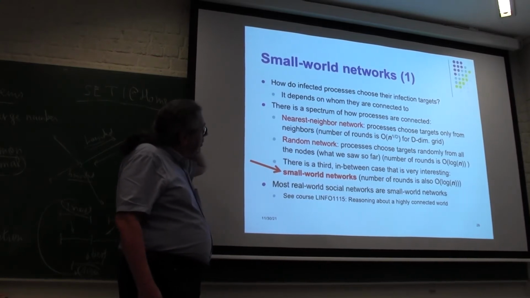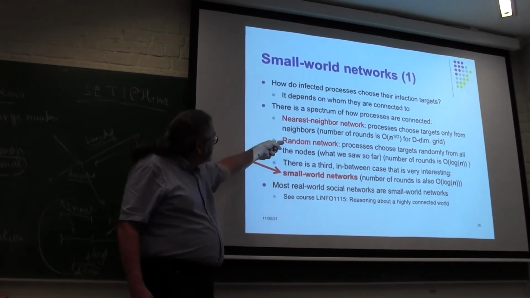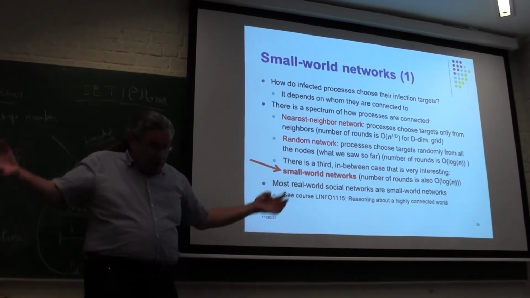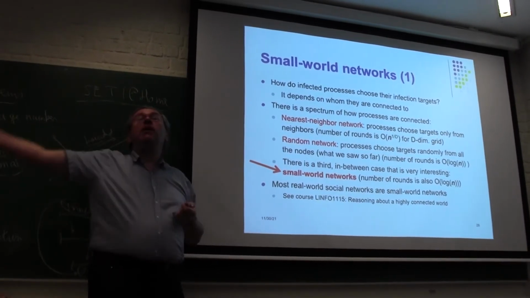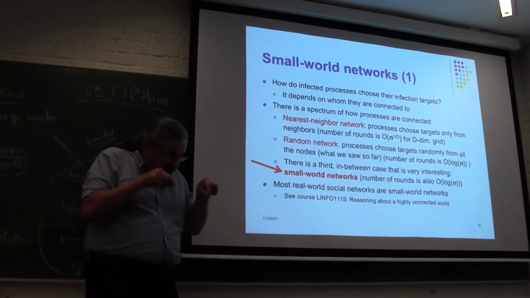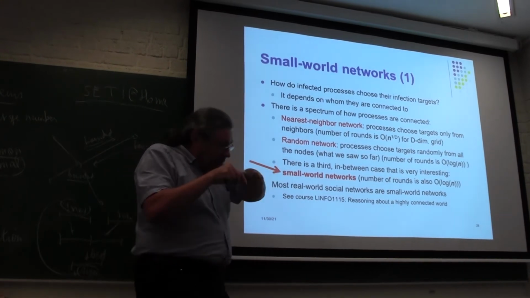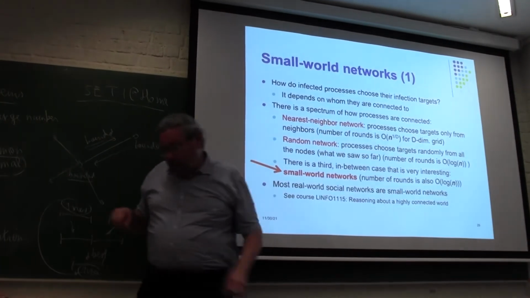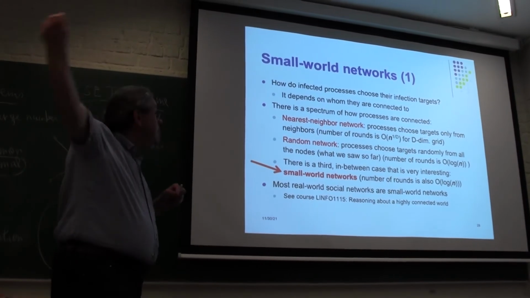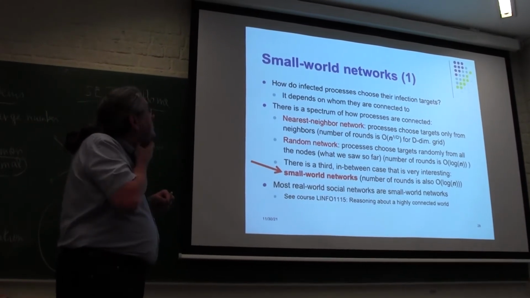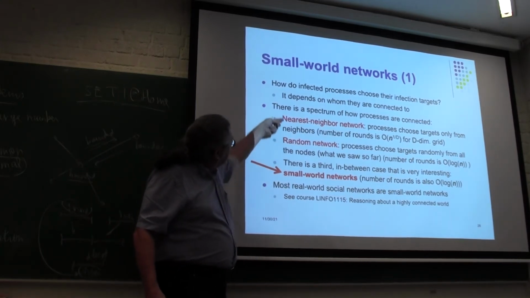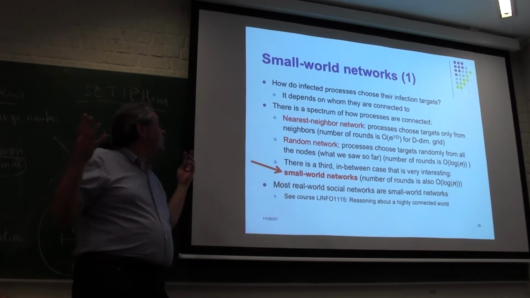And the opposite kind of network is called a random network, where if I have n nodes, I pick randomly any one of those n. Whereas in the nearest neighbor, I have a small number of neighbors and they have neighbors. So there's like a path. If I want to go far away, I have to go through many links. So these are two kinds of logical structures.